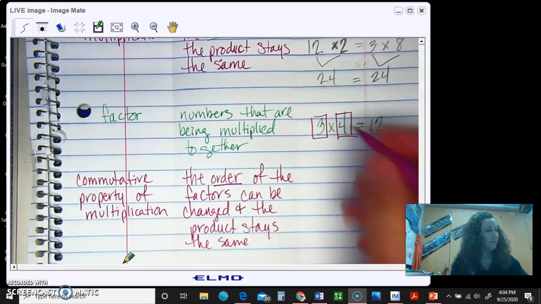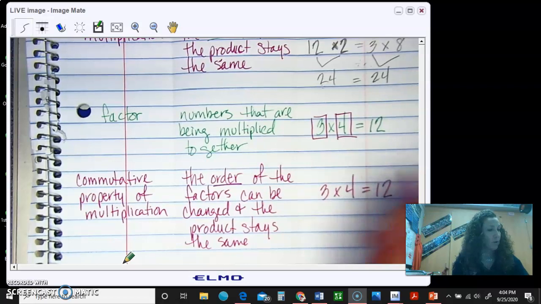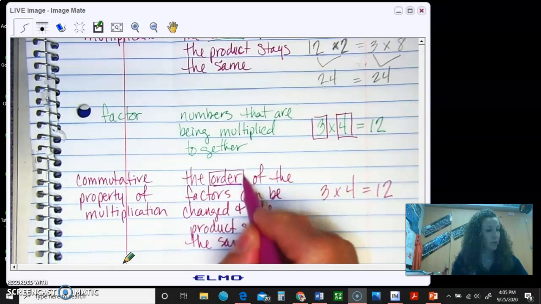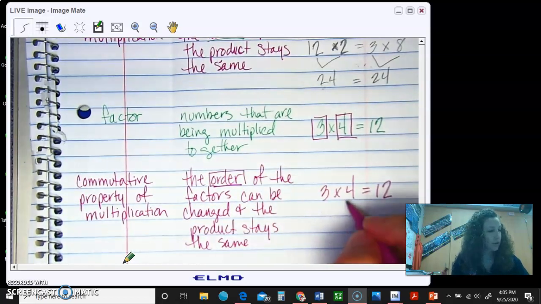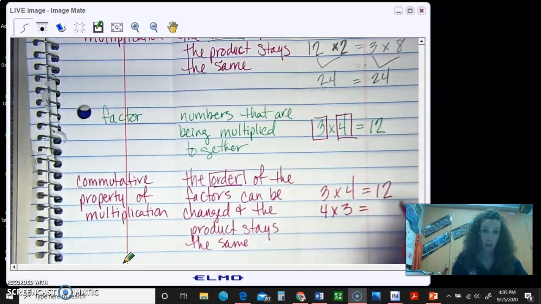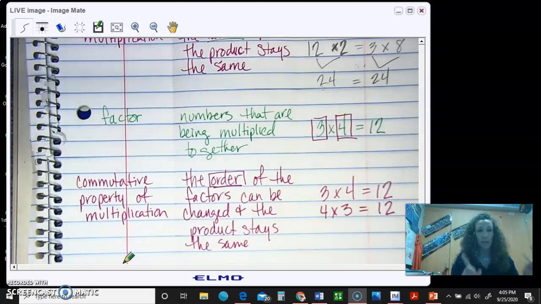we know 3 times 4 equals 12. Well, I'm going to change the order of my factors. And I'm going to put that one first. 4 times 3, well, what does that equal? It still equals 12, right? That's the commutative. It doesn't matter what your order is for multiplying.